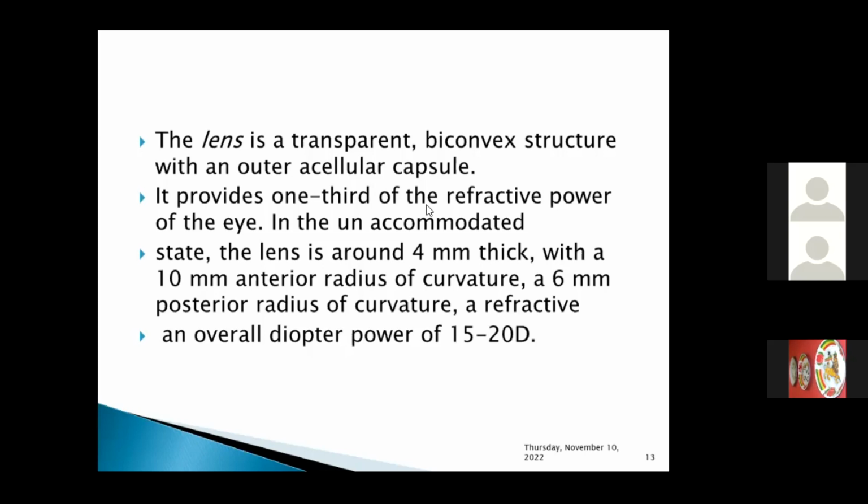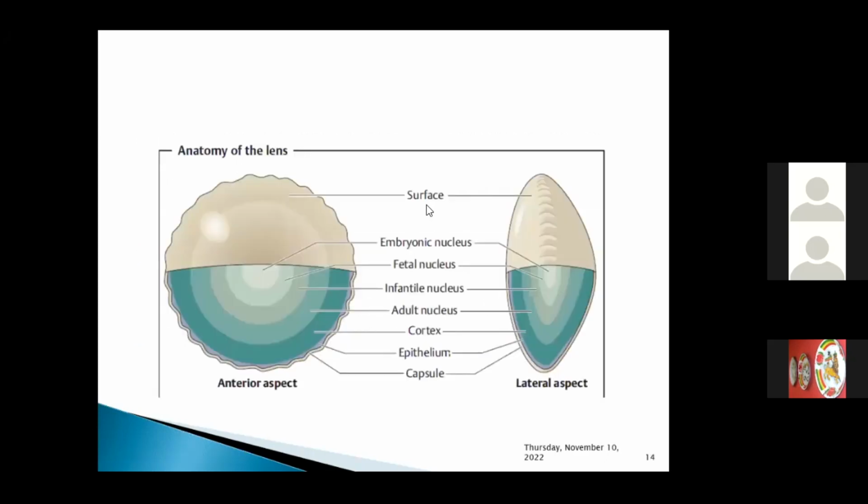The cornea contributes about 43% of the refractive power of the eye, so the highest share of refractive power is taken by the cornea. This is also usually an exam question, followed by the lens, which has an overall 20 diopter refractive power. This is the anatomy of the lens. The outermost layer is the capsule, then the epithelium, then the cortex and adult nucleus. If you are interested you can read the details, but this is not much important.